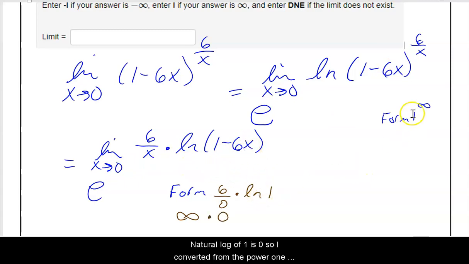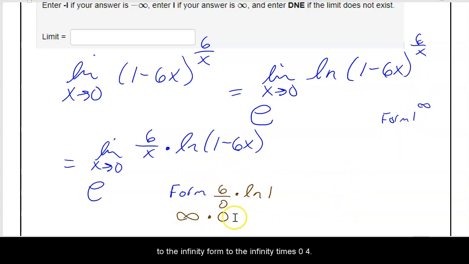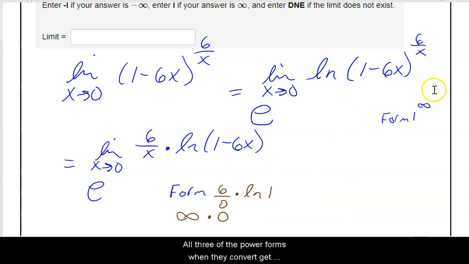So I've converted from the power 1 to the infinity form to the infinity times 0 form. All three of the power forms, when they convert, get converted to 0 times infinity. Fortunately, none of them go to infinity minus infinity. They're all going to end up being infinity times 0.